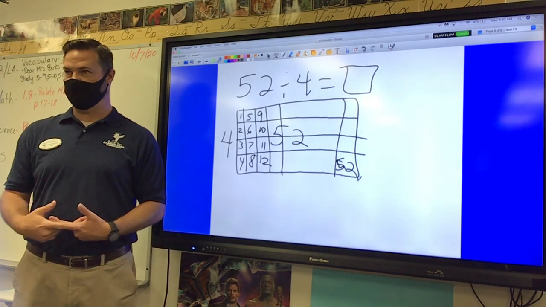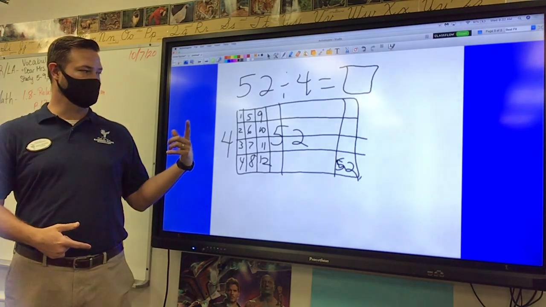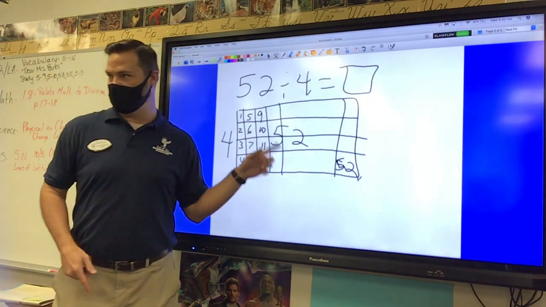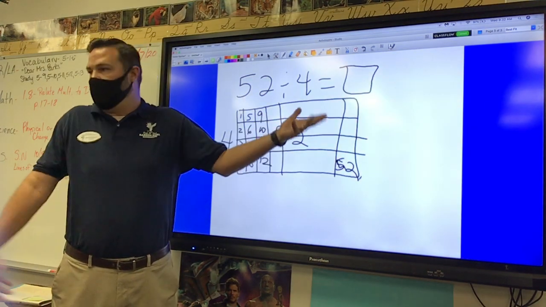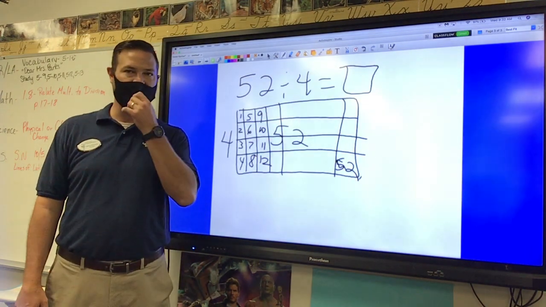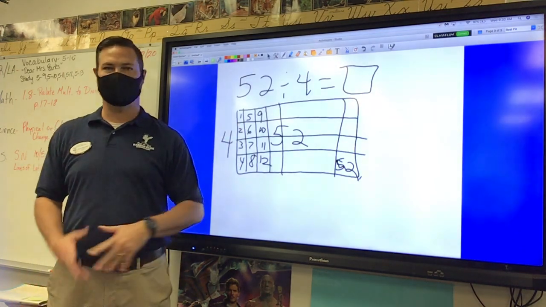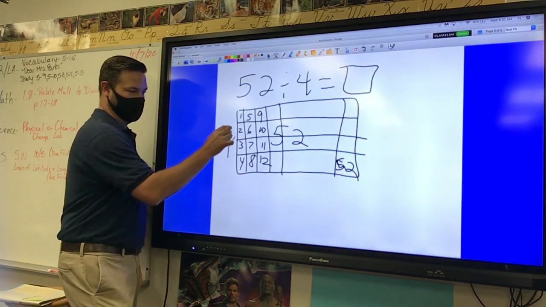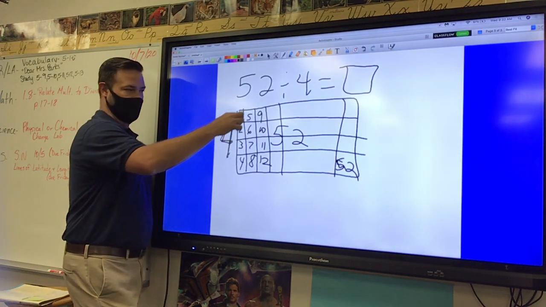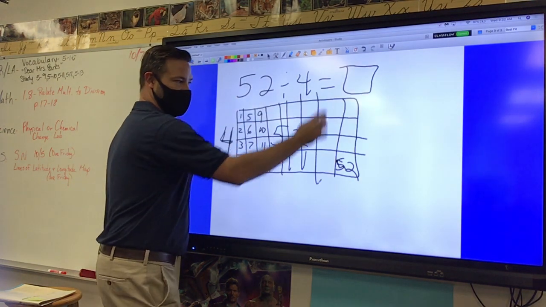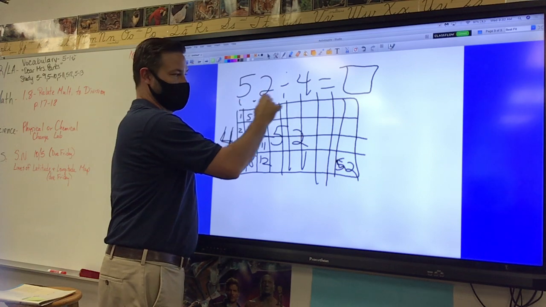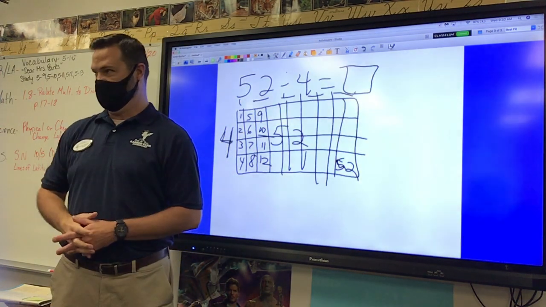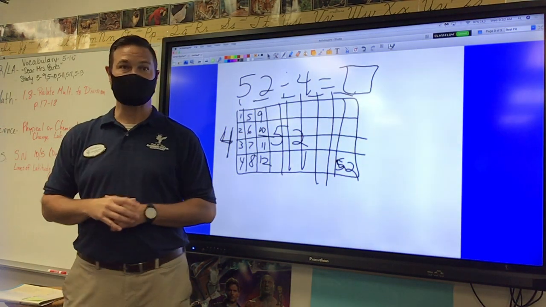Everybody with me here so far? Then what would I do? Would I count every single box? No, because that would be 52 boxes. What would I count then to see how many I split them up in? The rows and columns? The columns, right? Here's the 4. I have 4 rows. And then when I'm done, I would count how many columns I have to figure out my total, right? Everybody with me so far?